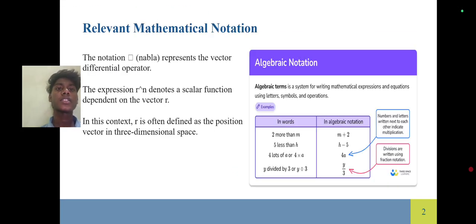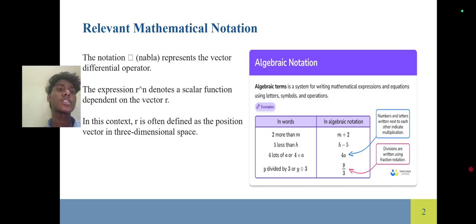Relevant mathematical notation. The notation del represents the vector differential operator. The expression r power n denotes a scalar function that depends on the vector r. In this context, r is often defined as the position vector in three-dimensional space.